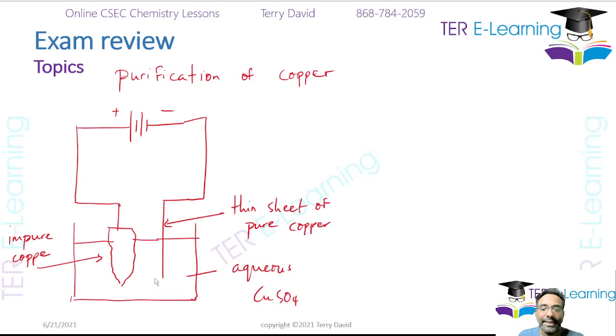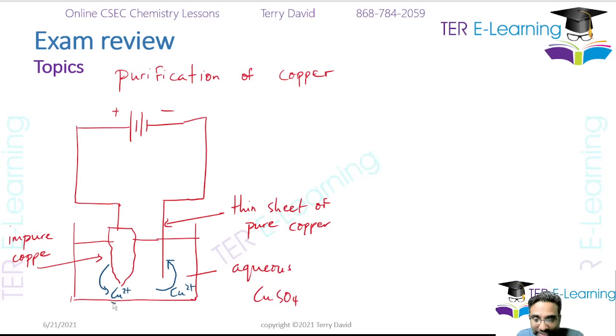Now what's going to happen here is that the copper present in this impure copper is going to go into solution. And then from here, the Cu2+ ions are going to go towards the cathode and form copper solid. So what's happening here is Cu2+ is being added to the solution, and at the same time Cu2+ is going to be deposited at the cathode, right?